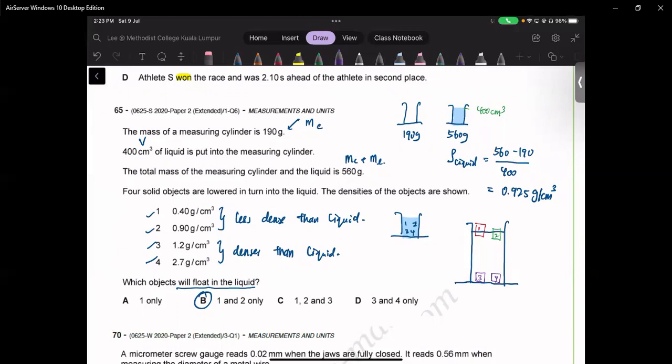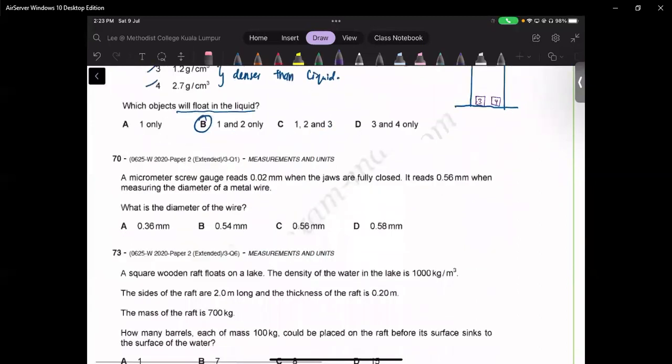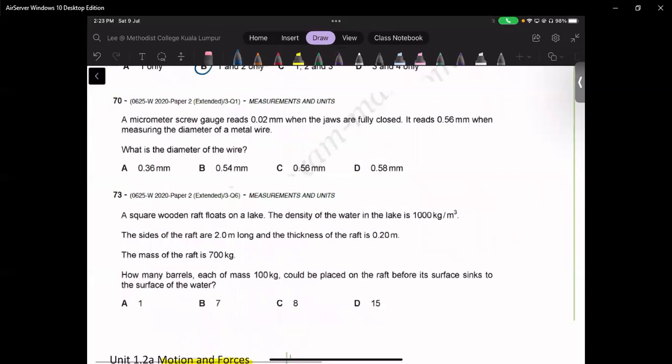So this one is a new objective question, maybe I said no, or maybe next time you'll see this. The reason why 1 will float more than 2 is because 1 is the least dense. All right. Next. A micrometer screw gauge reads 0.02 meter when the jaws are fully closed.